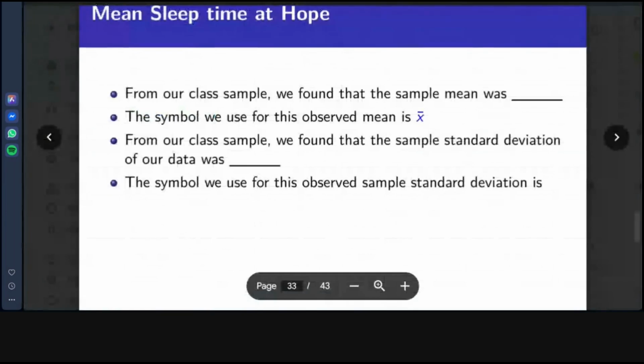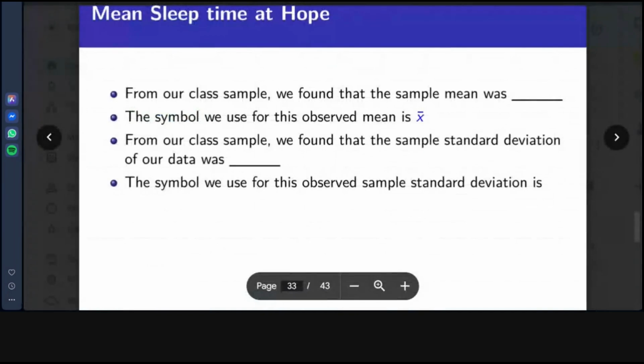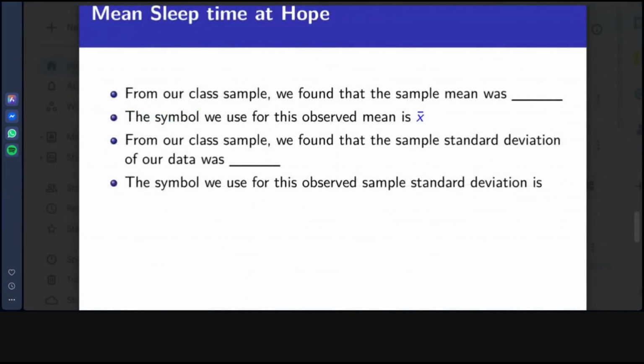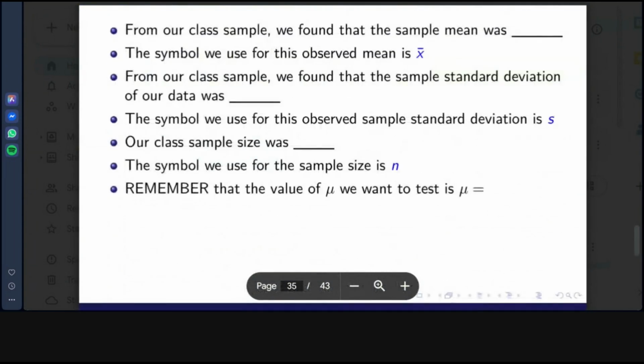All right, so you can fill that in. 1.8786. And what's the symbol for the sample standard deviation from your class sample data? Yes, it's S. And of course, the symbol for the sample size is n. And we know that's 16.